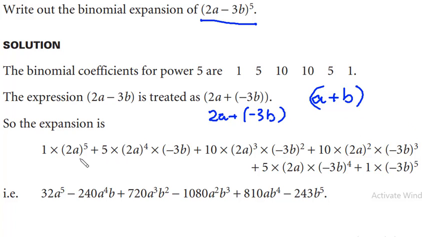So we have the expansion. For the first term, the power 5 of 2a, the coefficient is 1. For the next terms, the powers of negative 3b increase from 0 to 1, to 2, to 3, to 4, and to 5, and the powers of 2a decrease from 5, 4, 3, 2, 1, and 0. So for the final value, we will get this one.